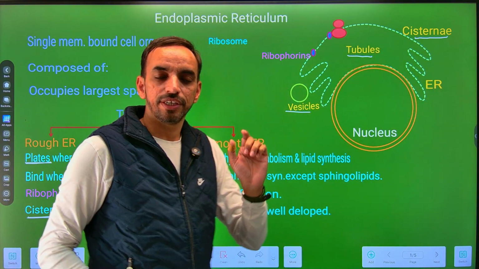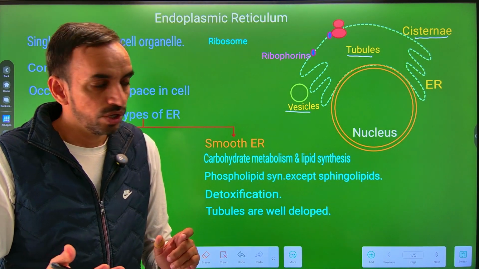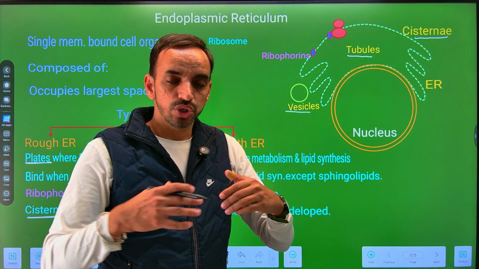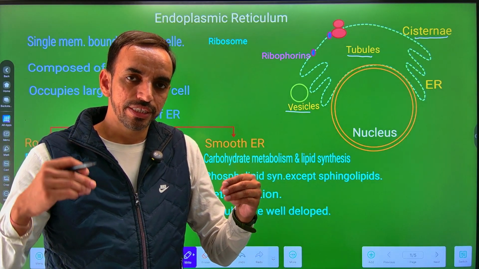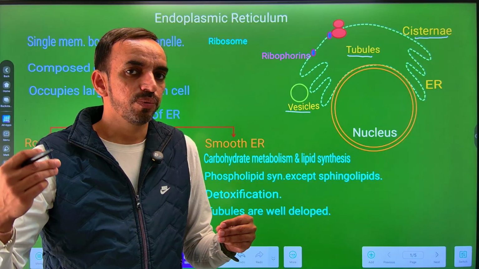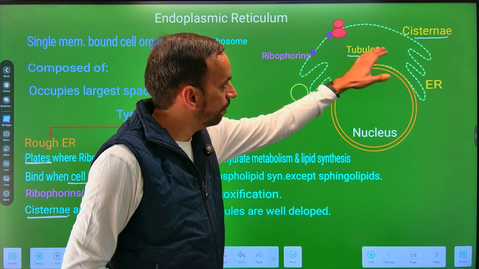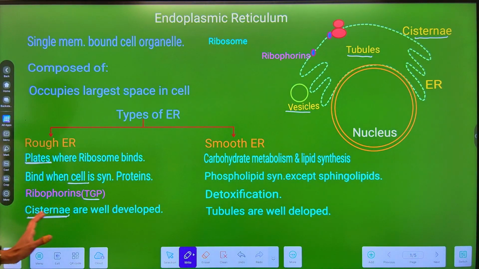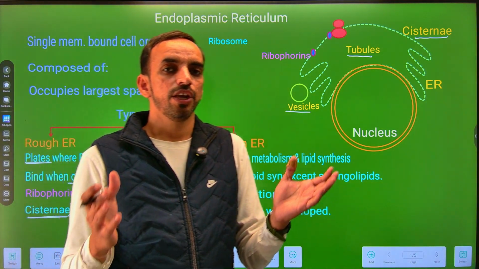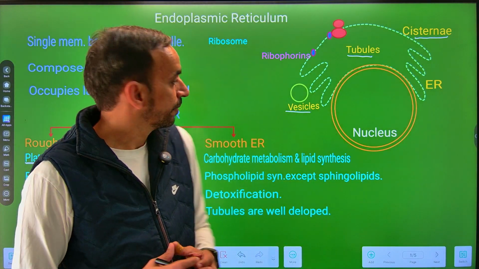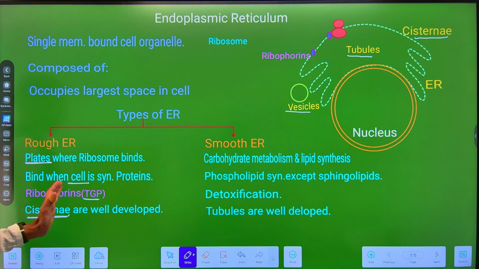As we know, the major function of the rough endoplasmic reticulum is protein synthesis. So it generally wants to maximize that particular area involved in the process of protein synthesis, or where the ribosomes are binding. That's why in the case of the rough endoplasmic reticulum, the cisternae are well developed to provide maximum space for the binding of ribosomes.